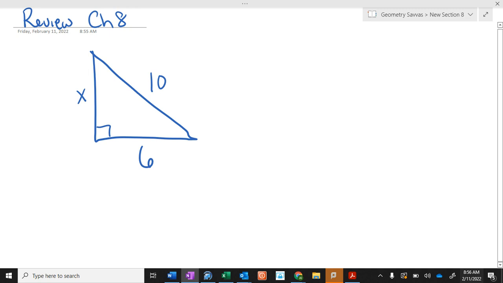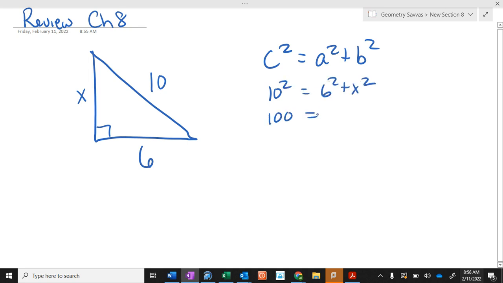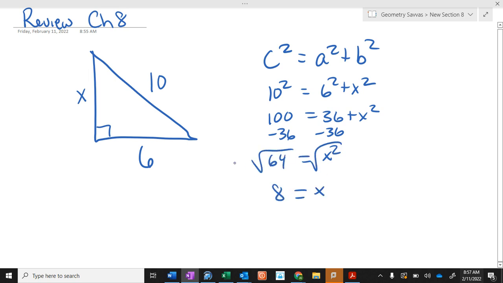Yes, exactly. The Pythagorean Theorem. C squared equals A squared plus B squared. So, what is C in this case? 10. So 10 squared equals 6 squared plus x squared. So 100 equals 36 plus x squared. Subtract 36. X squared equals 64. Take the square root. X equals 8.